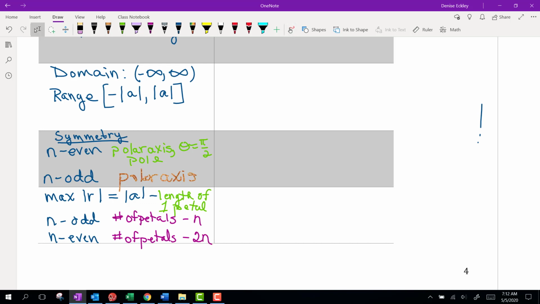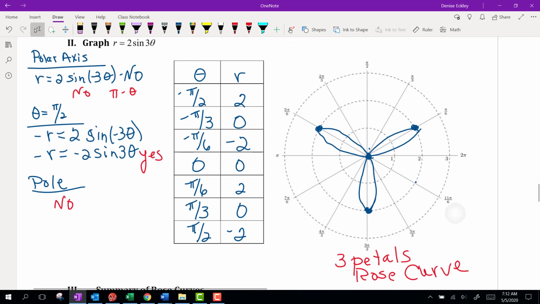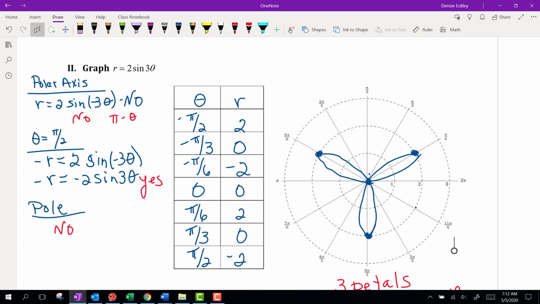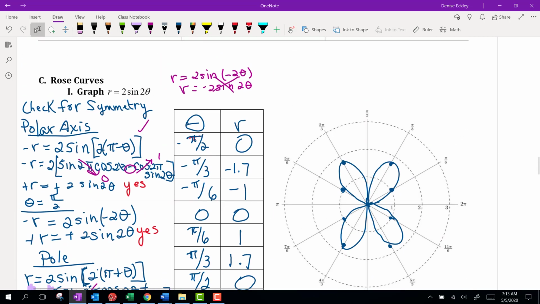And we can see that back in the 2 graphs. For the 2 sine 3 theta, n was 3, it's odd, we had 1, 2, 3 petals. For the one before it, we had 2 sine 2 theta, n is 2, so it's an even number. We had 4 petals, or 2 times 2.